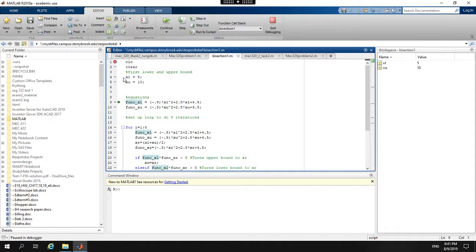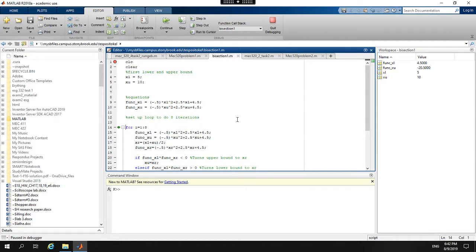What that is going to do is calculate the function of 5 and the function of 10. That means the function of our lower bound and our upper bound, and we get 4.5 and negative 20.5. If you see, there is a sign change between these two, which means there is going to be a root in between there, at least one root.